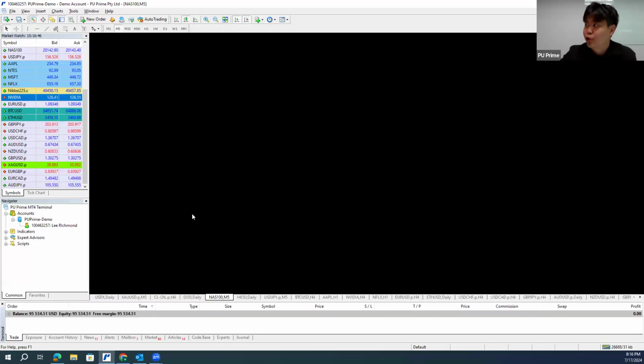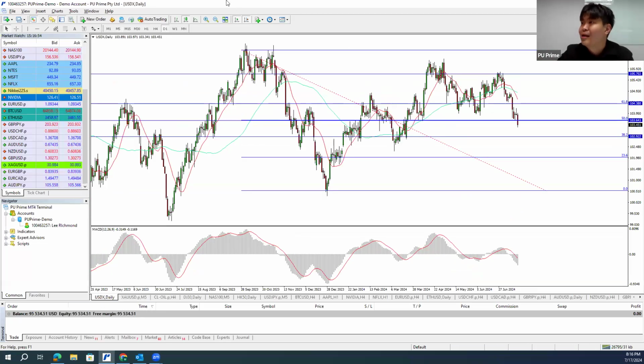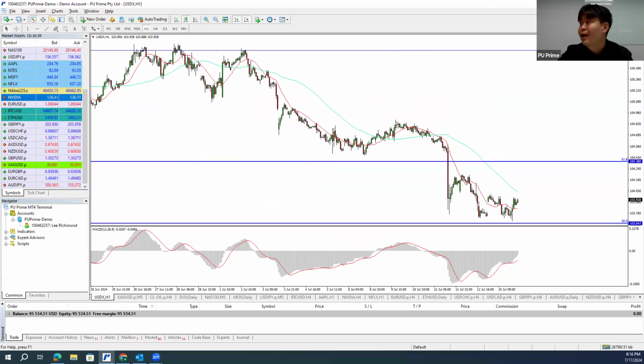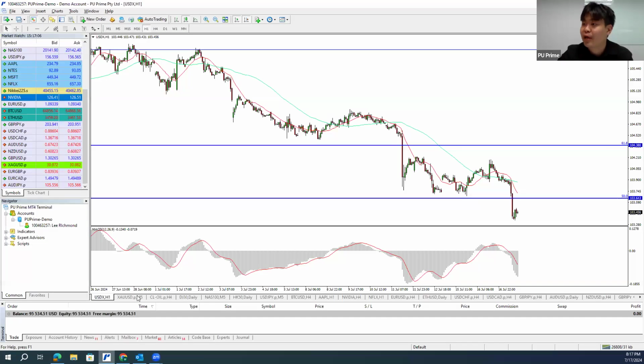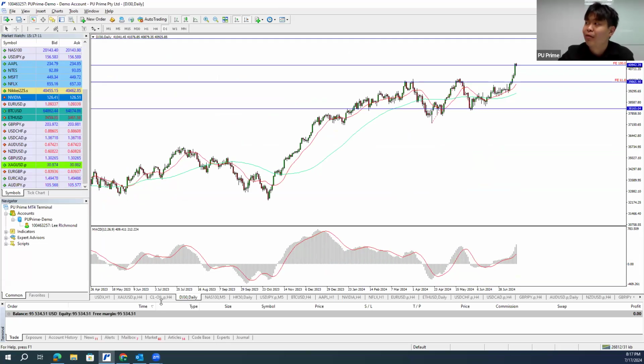Normally, people will just use H4 or H1, compared with 5-minute charts, where you need to monitor every 5 minutes on what the candlestick pattern is. Day trading lets you have more free time. You can just focus on H4 and H1, and the day trading strategy should be simple. Normally, you can just focus on technical analysis, like support and resistance levels, which should be good enough already.